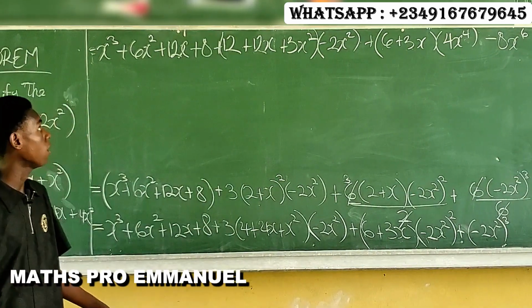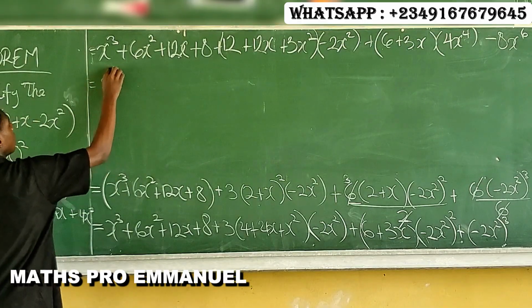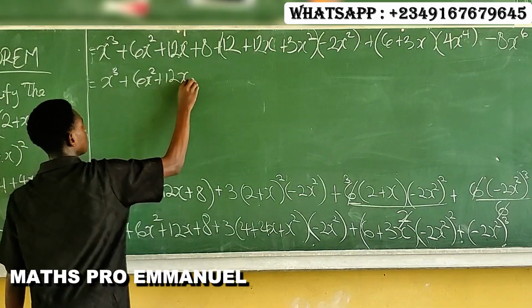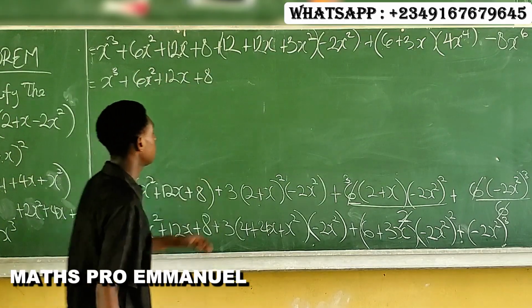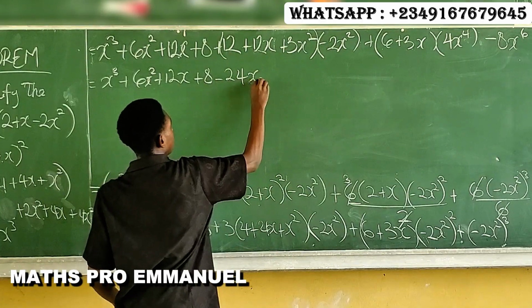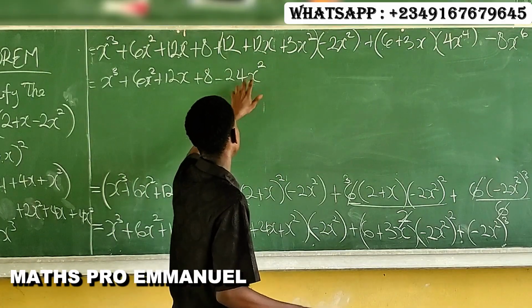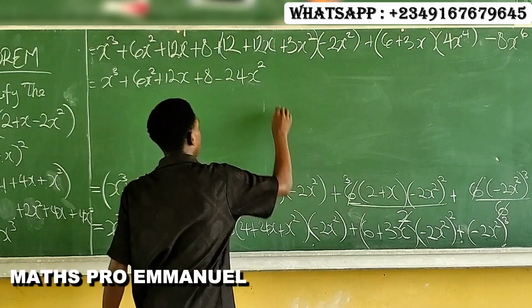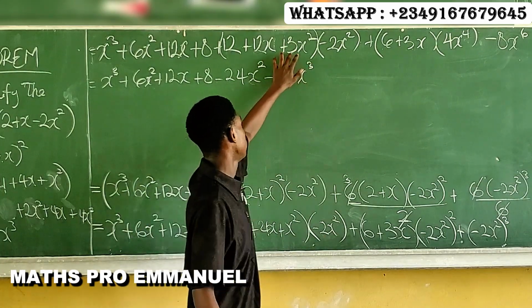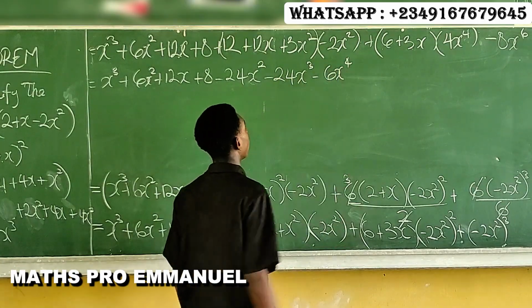So that's it. Now, I'll still continue. So here I'll have x cubed plus 6x squared plus 12x plus 8. Now let me expand this bracket. 12 times this, I'll have minus 24x raised to the power of 2. Now 12x multiplied by this, I'll have minus 24x cubed. And then 3x squared multiplied by this, I'll have minus 6x raised to the power of 4.